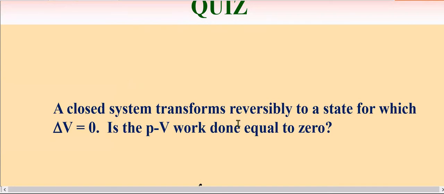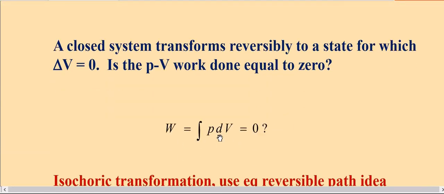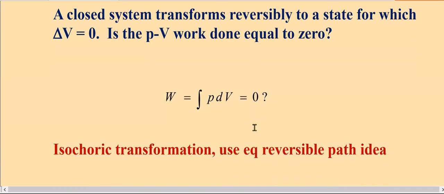So we have come almost towards the end. A closed system transforms reversibly to a state for which delta V is equal to 0. Is the PV work done equal to 0? It transforms reversibly. It is written there. So W is the integral of PdV, but delta V is 0. So you can think that this integral of PdV is 0, but it is not.